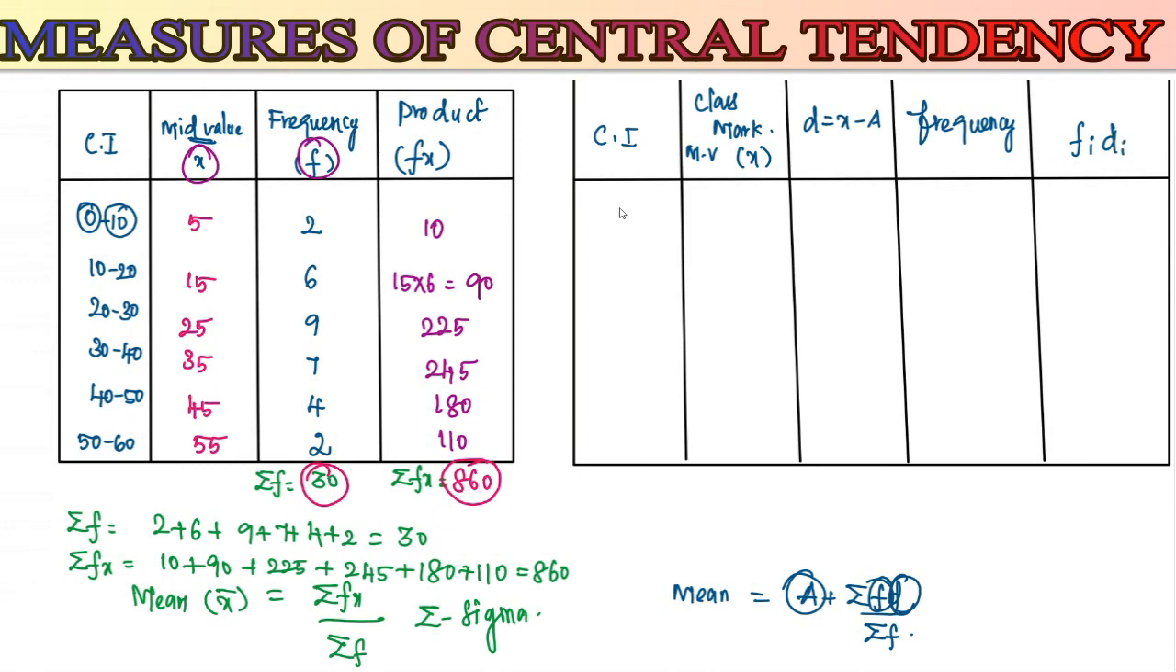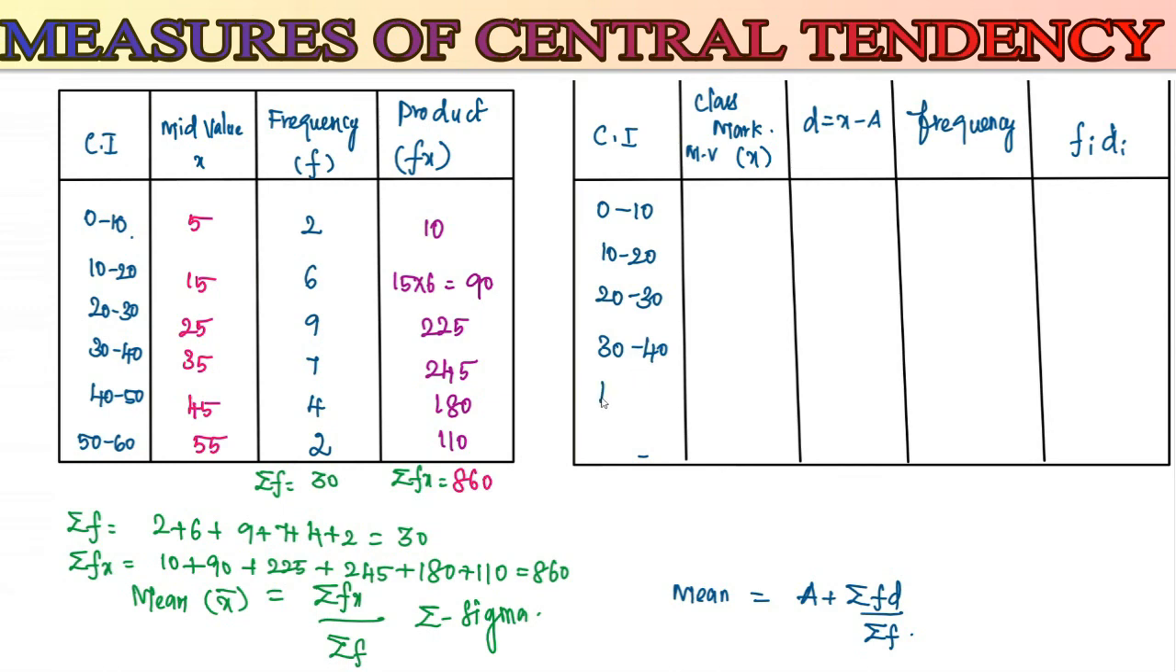First I am going to write the class intervals. For both methods, the problem is the same. So I am going to take the same class intervals: 0 to 10, and the second class interval 10 to 20, 20 to 30, 30 to 40, 40 to 50, 50 to 60.